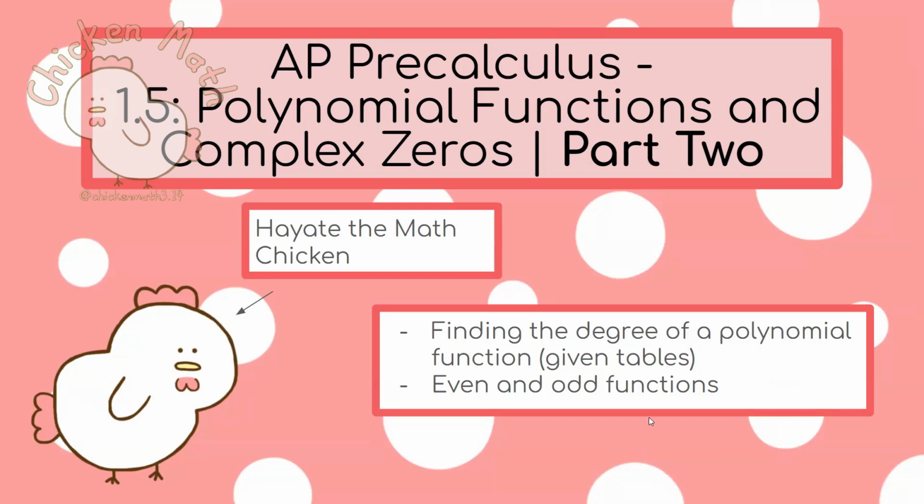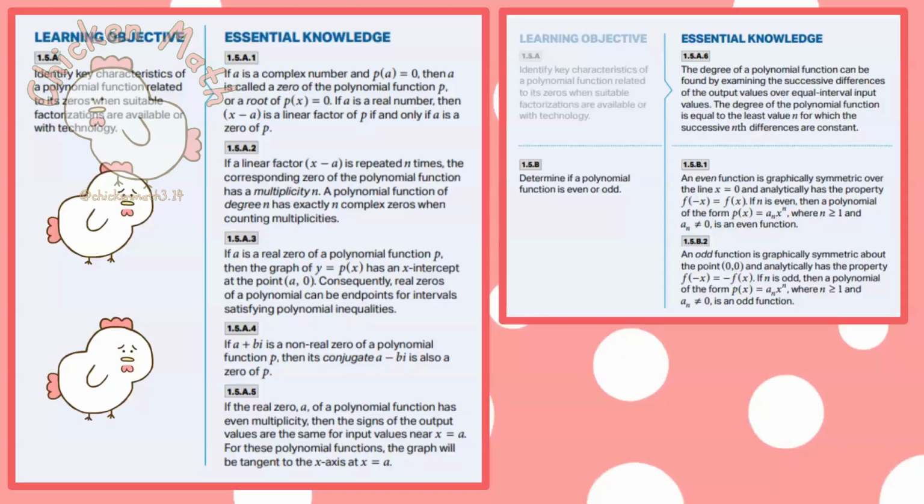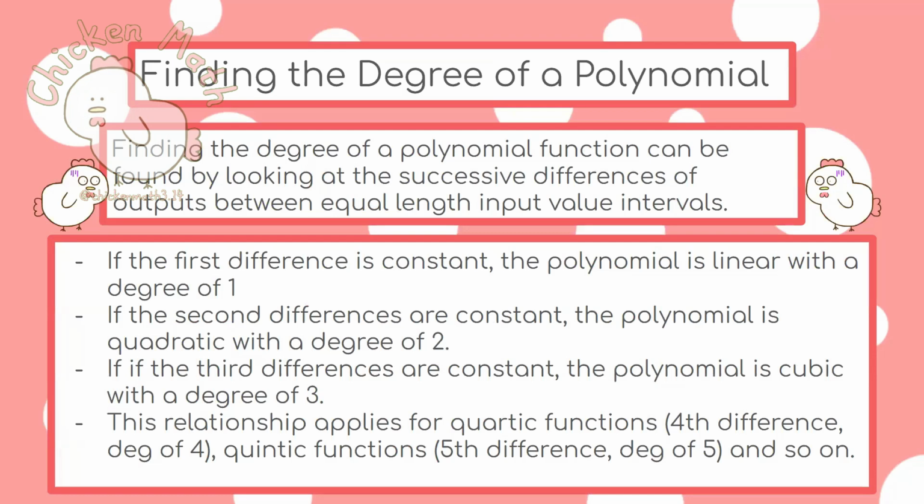So we're going to be finding the degree of a polynomial based on given tables. And then we're going to be looking at even and odd functions. These are all the learning objectives for Unit 1.5 if you want to pause and take a look at them. So our first topic is finding the degree of a polynomial.